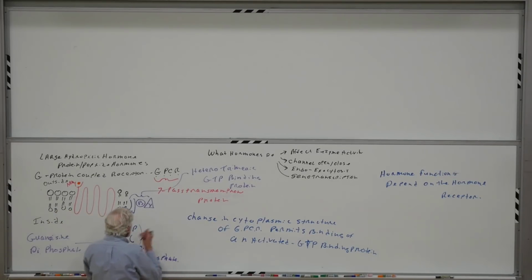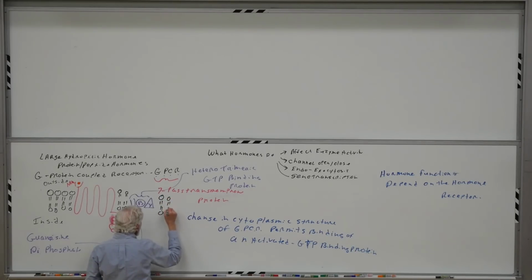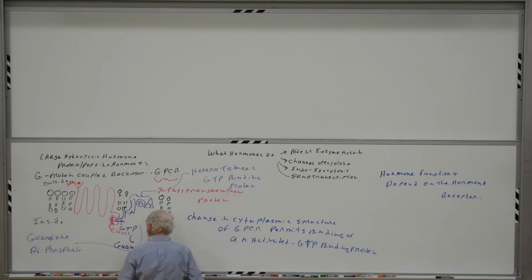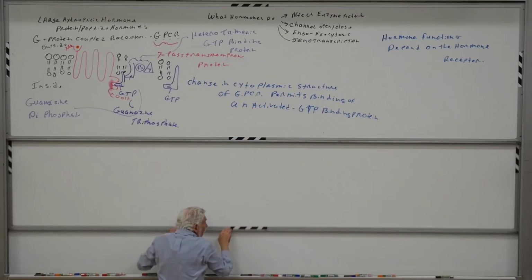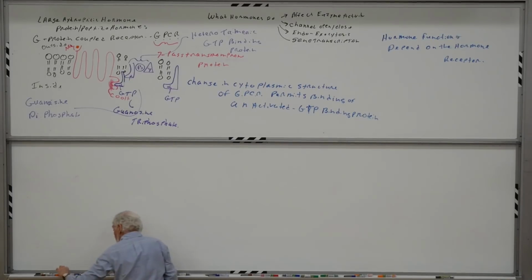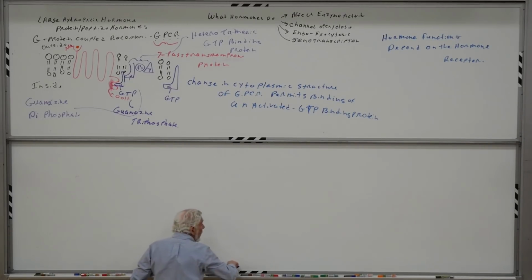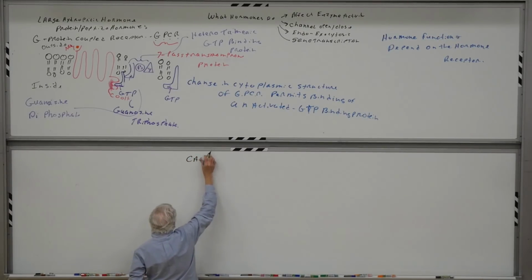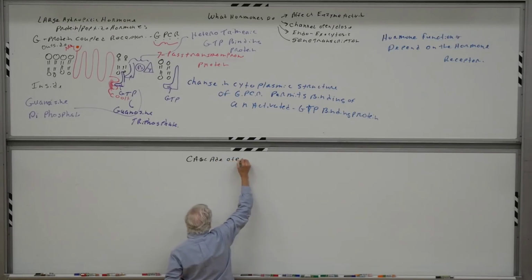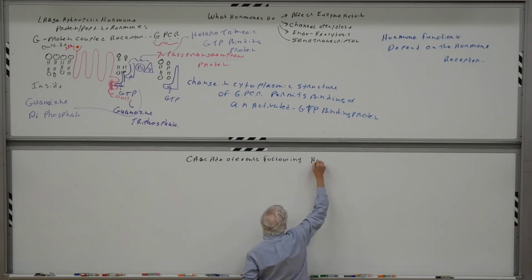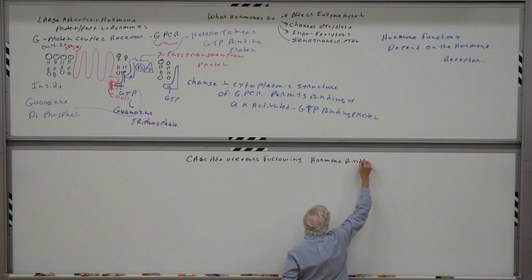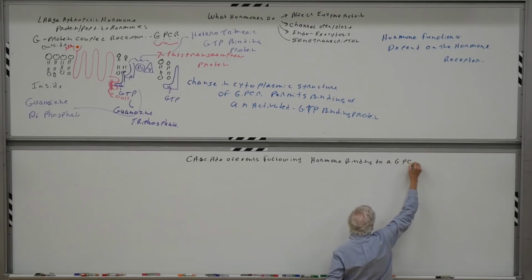It goes off on its own in the phospholipid bilayer. So now, at this point, we have the alpha subunit, and it has a GTP attached to it. So what I want to do now in the upper panel is describe the cascade of events following hormone binding to a G protein coupled receptor.